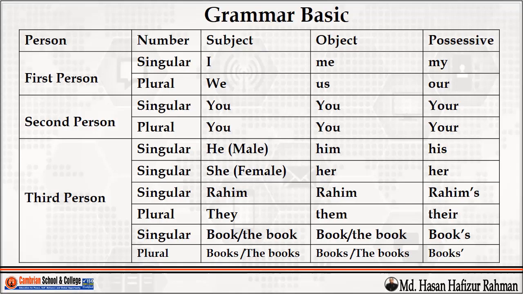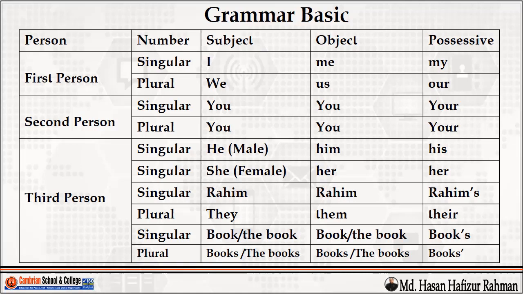In the third person, you can see that singular he, male. Object him. Possessive his. Like that, she, female. Her object. Possessive also her. Means object and possessive are the same for the subject she. And now come to another point, that is Rahim. This is completely a proper noun. The subject Rahim and object is also Rahim.